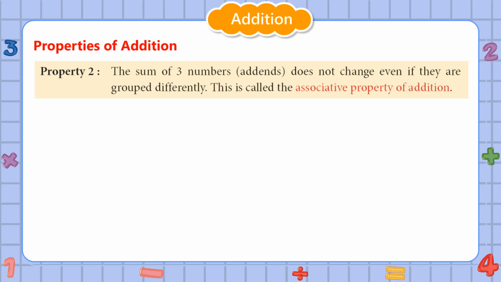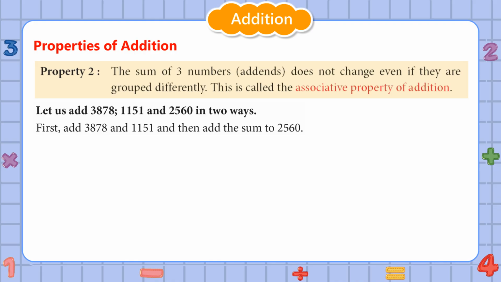This is called the associative property of addition. Let us add 3,878, 1,151 and 2,560 in two ways. First, add 3,878 and 1,151 and then add the sum to 2,560.